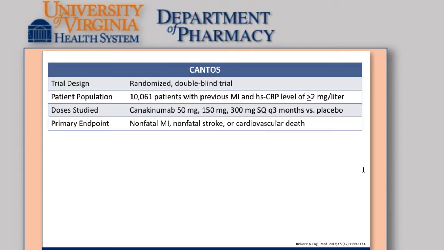So when we look to see how this drug has performed in reducing adverse cardiovascular events, we look to the CANTOS trial. This trial enrolled over 10,000 patients with a previous MI and an elevated high-sensitivity C-reactive protein, so greater than or equal to 2. They studied 3 different doses of canakinumab, 50 milligrams, 150 milligrams, and 300 milligrams, each given subcutaneously every 3 months versus placebo. Their primary endpoint is a little bit different than what we saw in previous trials, just looking at non-fatal MI, non-fatal stroke, or cardiovascular death.